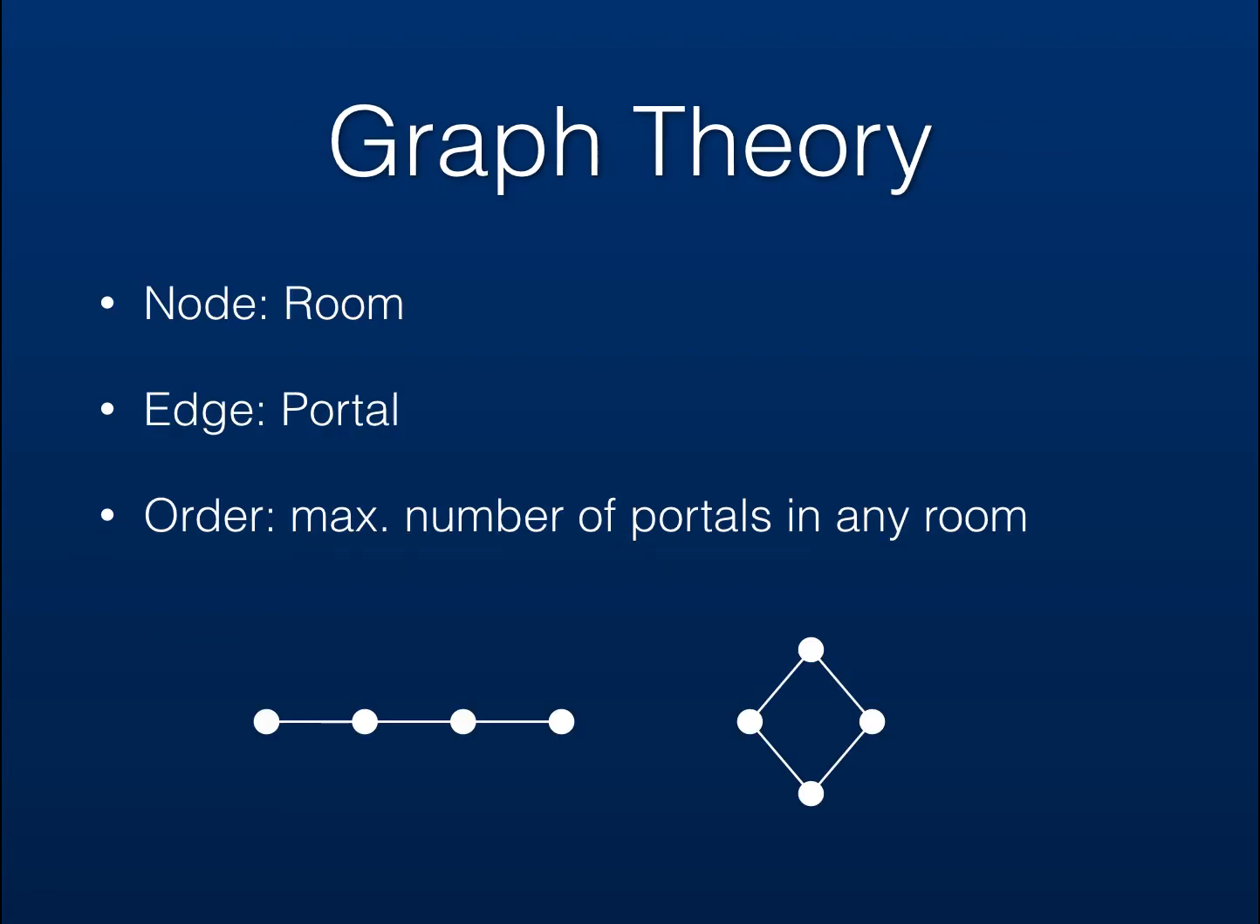A bit of graph theory is helpful in understanding the design space for these layouts. In graph terms, each room is a node, and each edge is a portal. The order of the graph is the maximum number of portals in any room. If it's an order 2 graph, there are basically only 2 possible layouts, all rooms in a line or connected to form a loop. And this is true for any number of rooms.